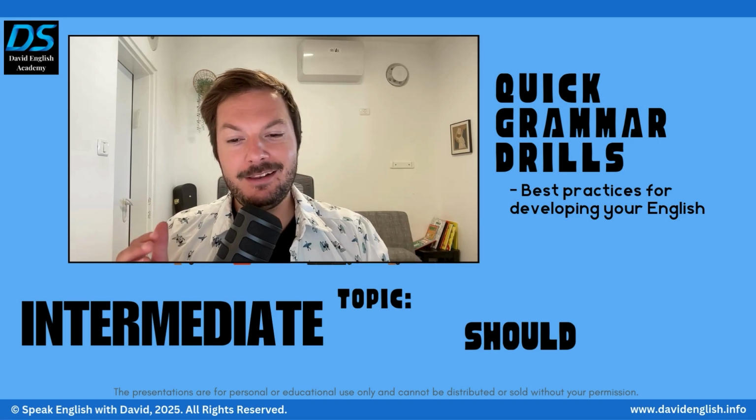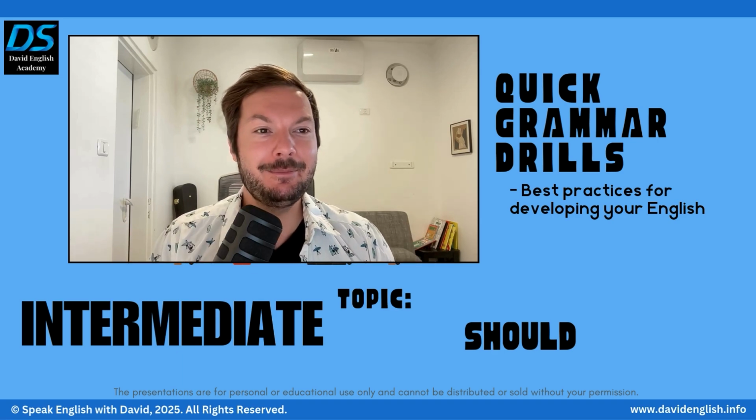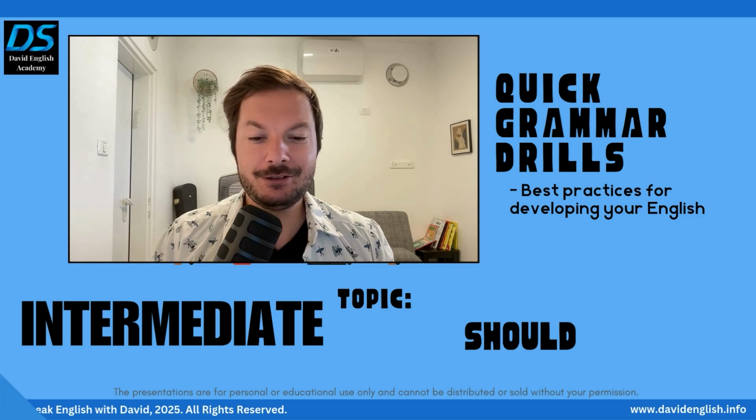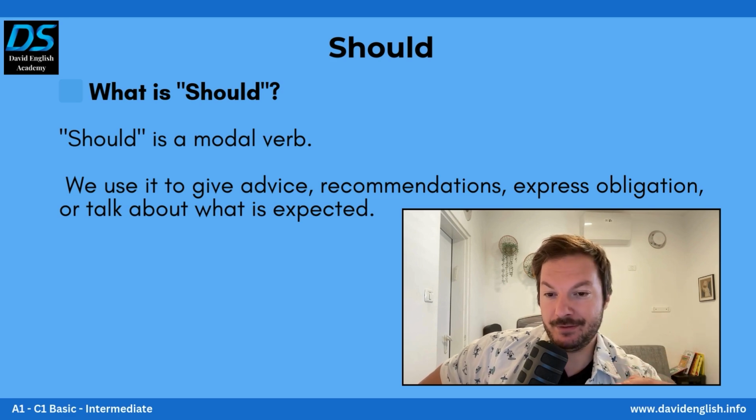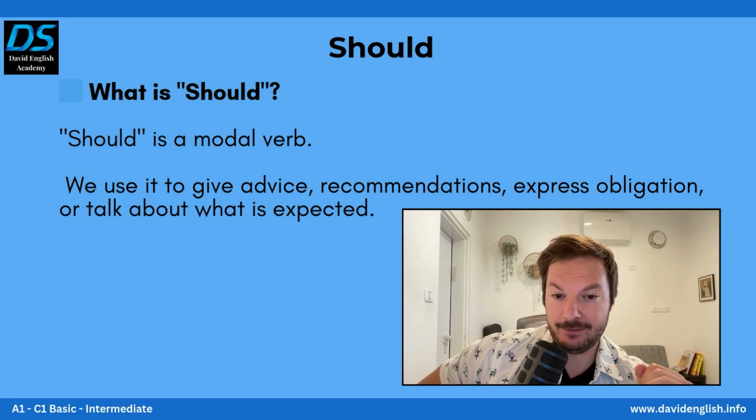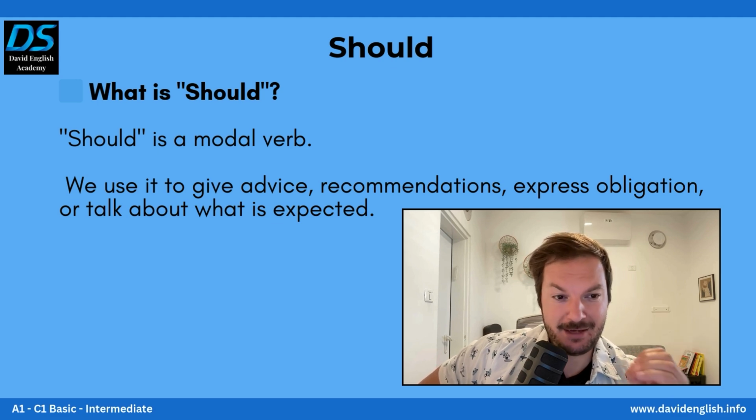So, all right, let's get into it and master "should." What is "should"? "Should" is a modal verb. We use it to give advice, recommendations, express obligation, or talk about what is expected.